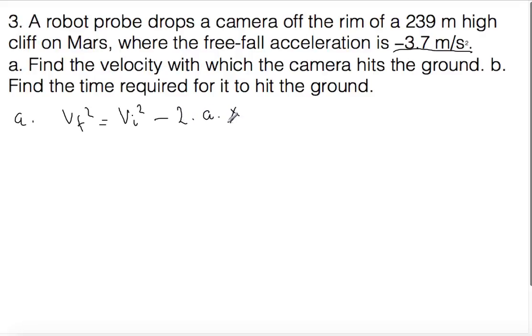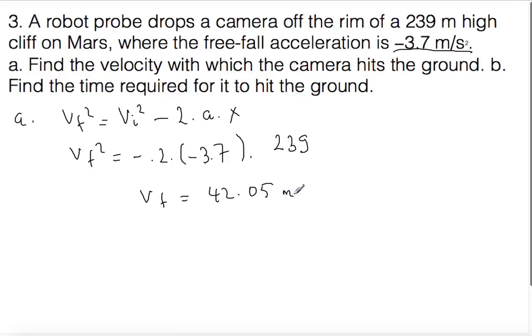2 times acceleration times x. Final velocity squared equals initial velocity squared, and the initial velocity is 0 because it drops the camera, minus 2 times acceleration, which is minus 3.7, times 239. So the final velocity becomes 42.05 meters per second.